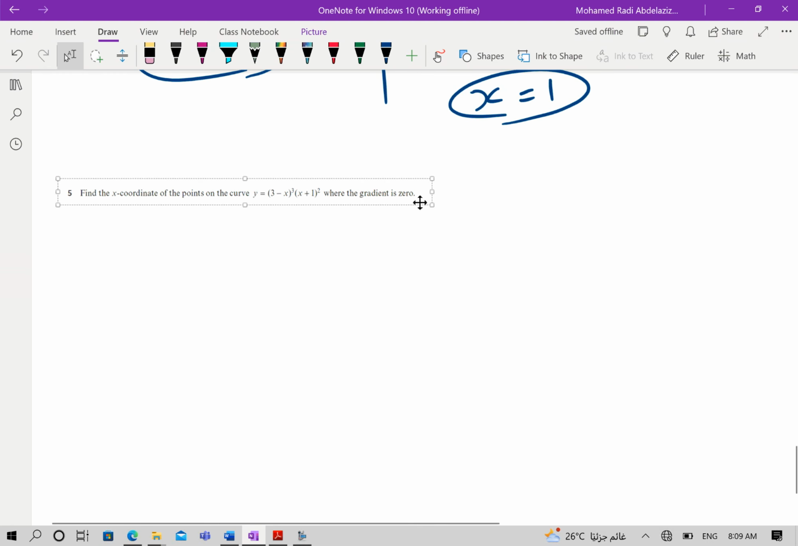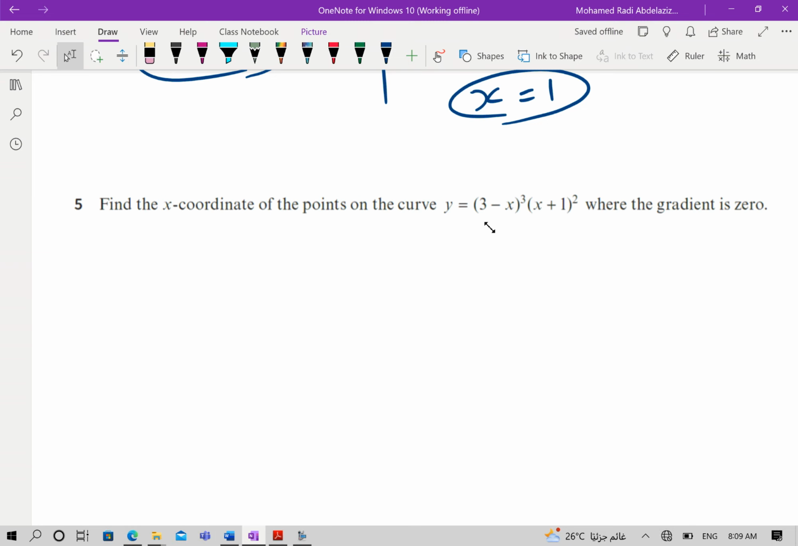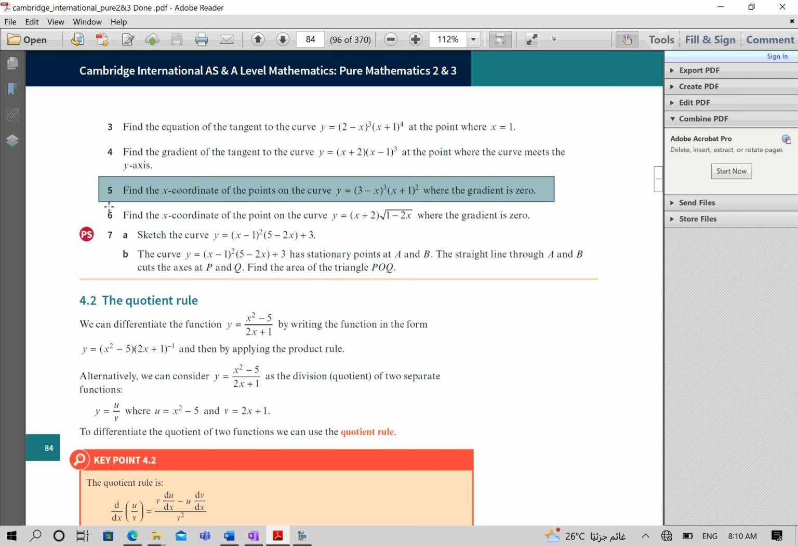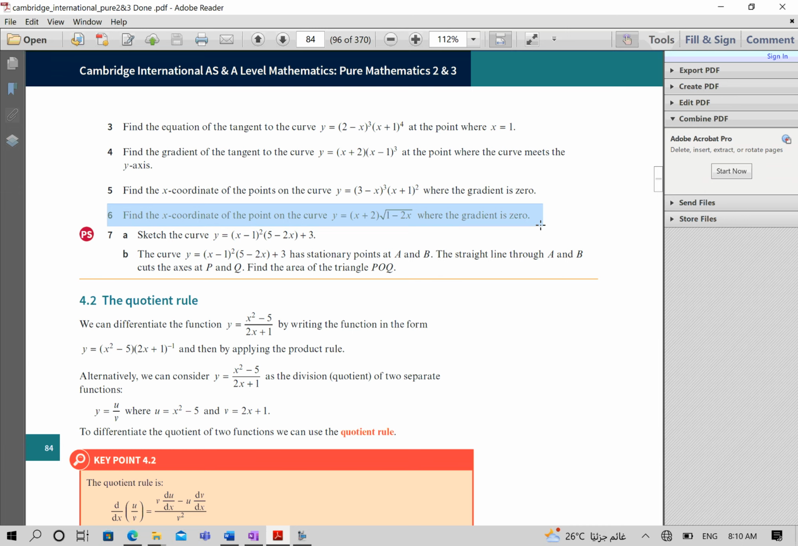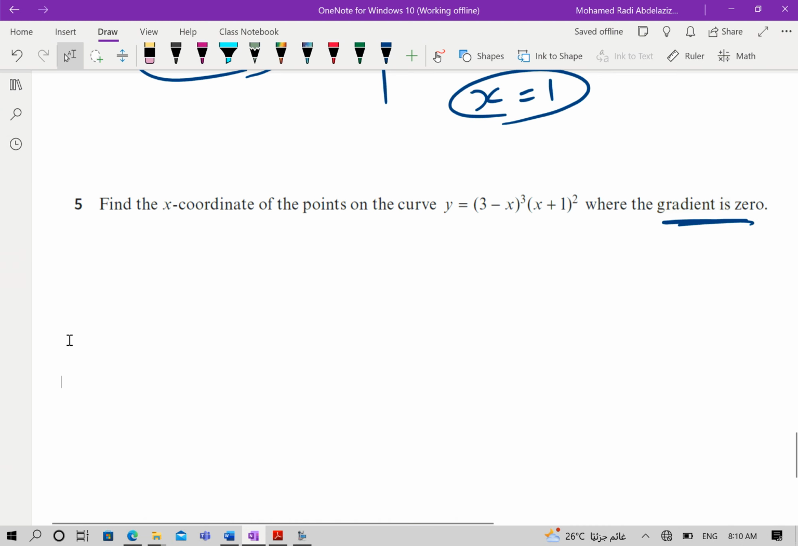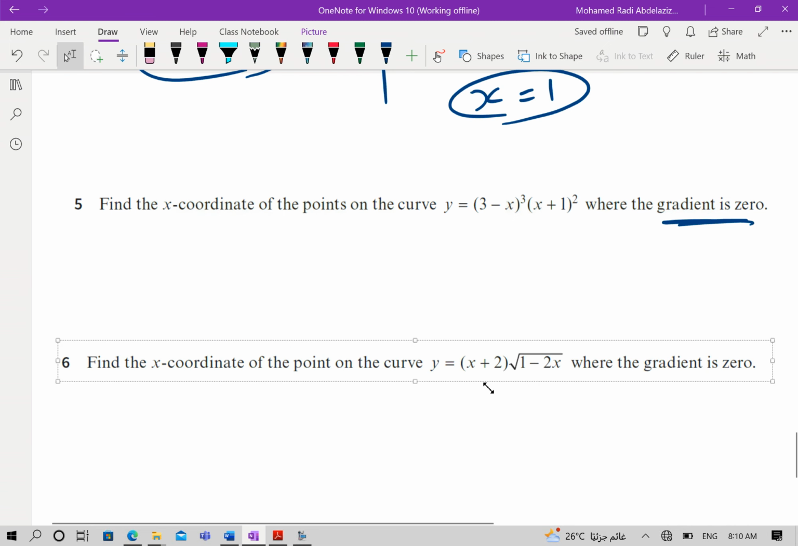Find the x-coordinates of points on the curve, where y equals 3 minus x all to the power of 3 and x plus 1 all squared, where the gradient is 0. Its differentiation equals 0, and solve your equation. Differentiate, simplify as far as possible, take the common factor and simplify, equate with 0, take each factor equal to 0 and solve the equation.